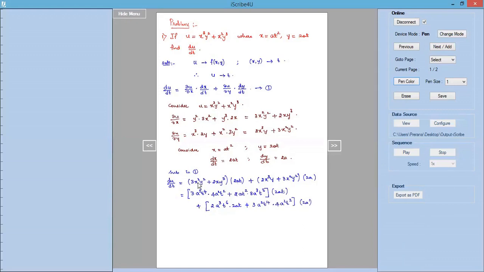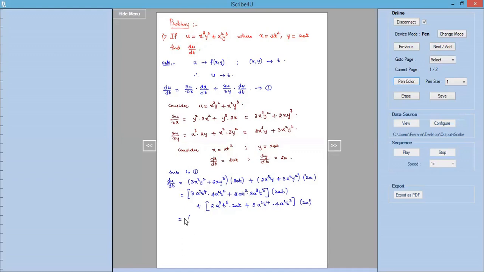So every term we substituted for x and y. Since x is equal to at squared, x squared gives us a squared t power 4, y squared gives us 4a squared t squared. So like that we have substituted everywhere for x and y. Now we will try to simplify this. First we will take the product.